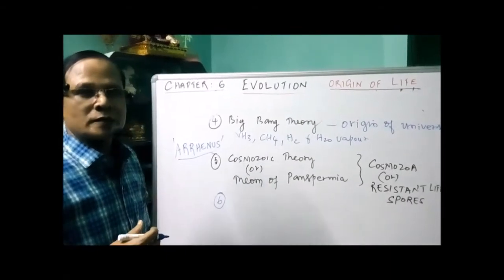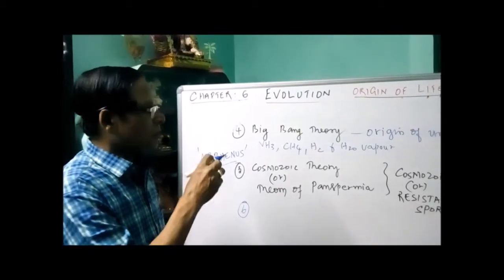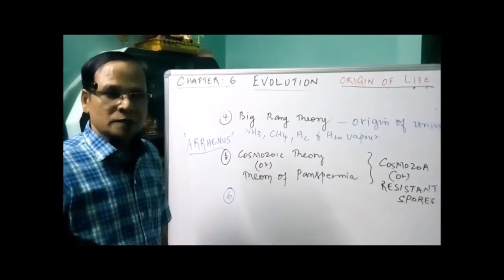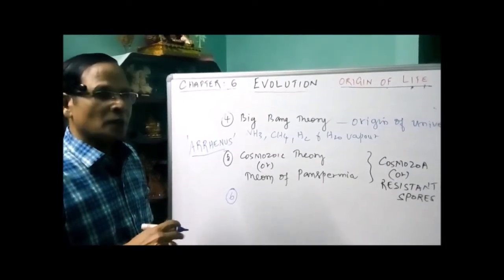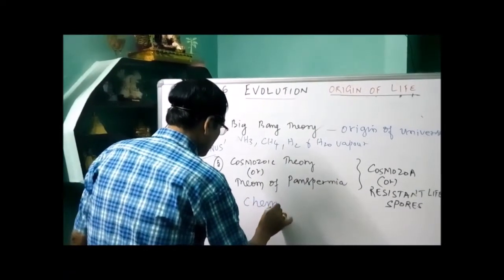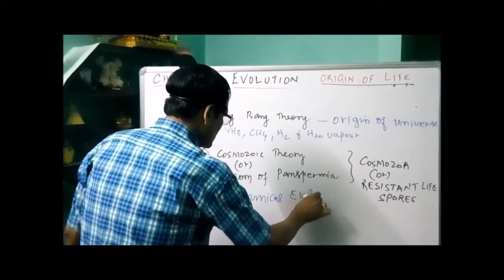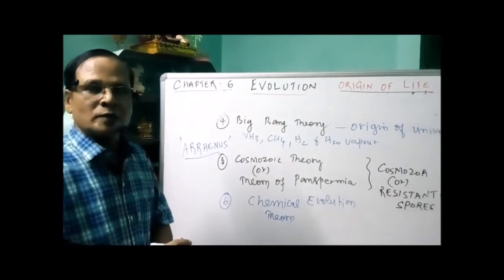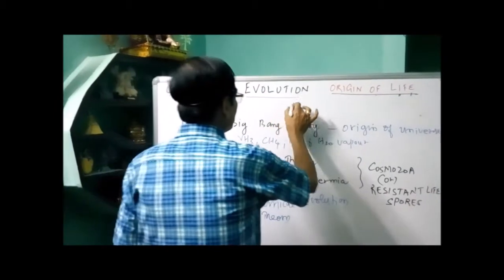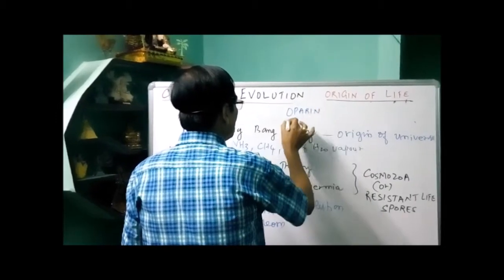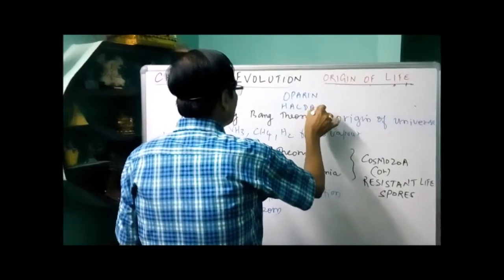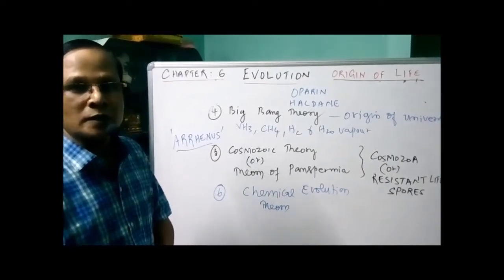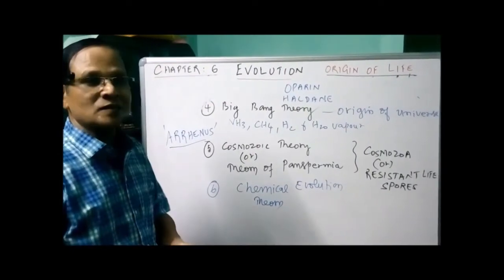But the most accepted theory of the origin of life is the chemical evolution theory. The chemical evolution theory was explained by two people: A.I. Oparin and Haldane. These were the two people responsible for the development of the chemical evolution theory, the most accepted theory of the origin of life. It is also called the naturalistic theory.